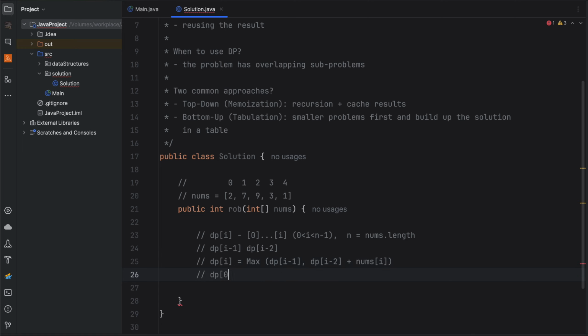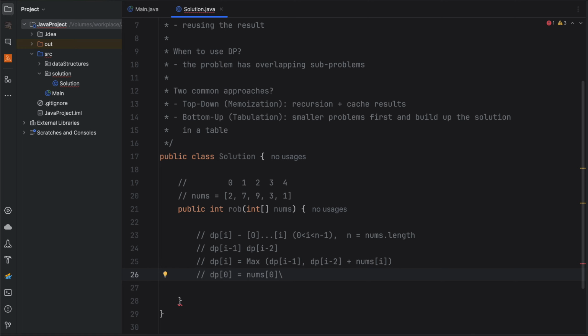So dp of 0 should be nums of 0. If we take only the first element, the subarray that contains only the first house, well, the solution of that subarray is definitely to take the money from that house, because there are no other houses, and given that it's a non-negative number, we can take whatever amount of money is in that first house.